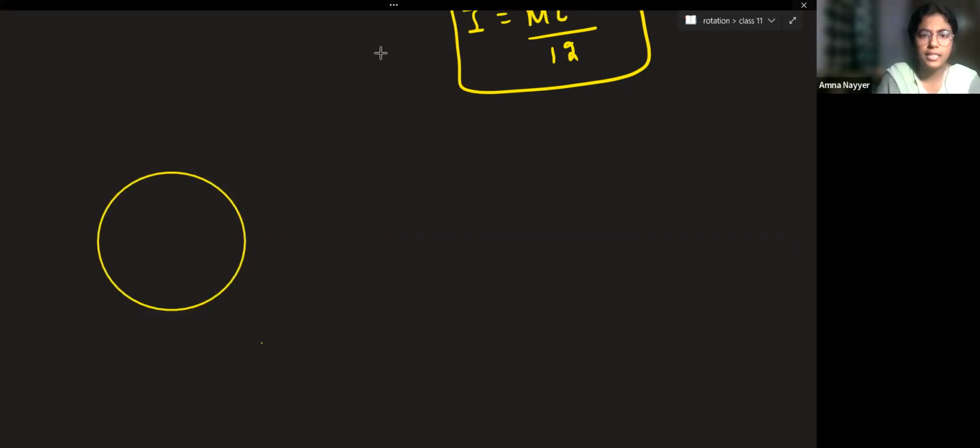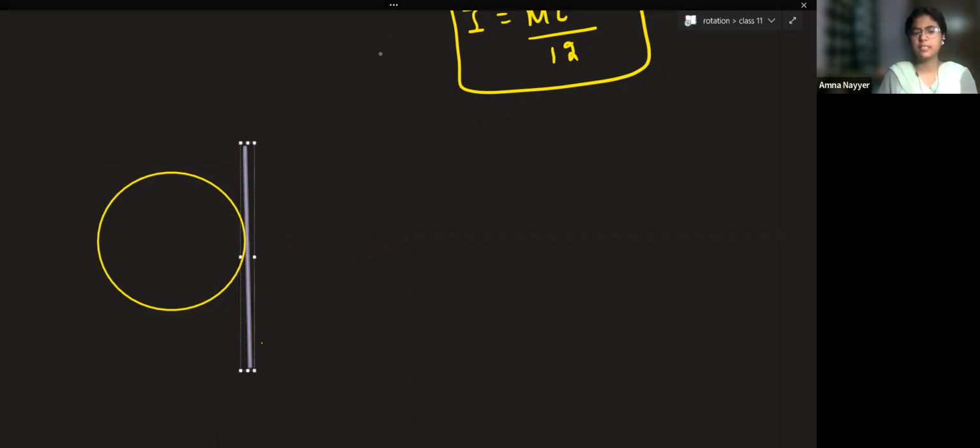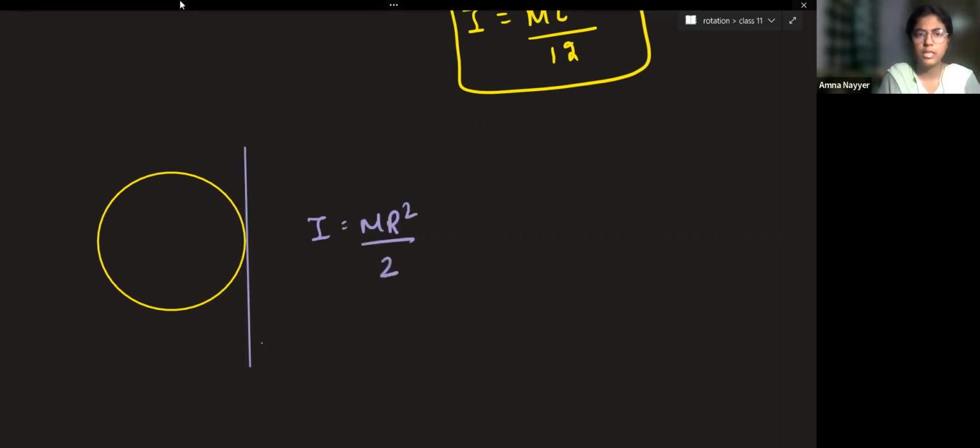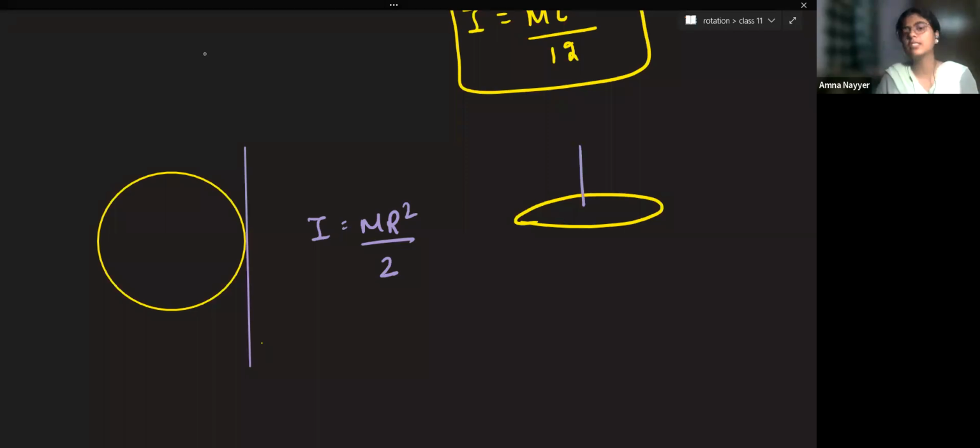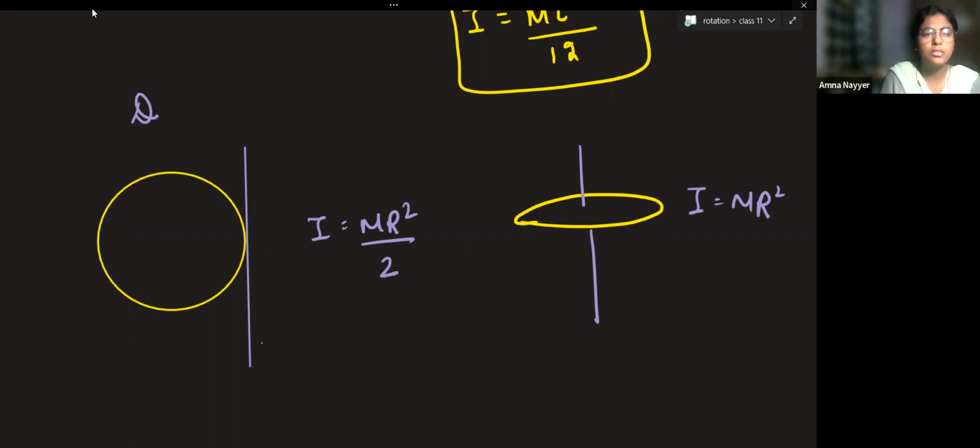If the axis is like this, then the moment of inertia is M r square by 2. If your circle is kept in the xz plane, where the axis of rotation is perpendicular, then this is M r square. This is not for a disk. This is for a circle.